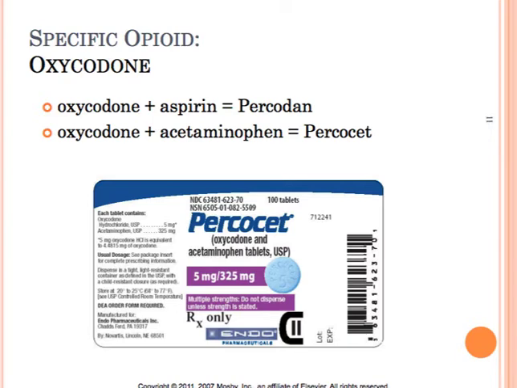Another opioid is oxycodone. It's used alone or in combination with either aspirin or acetaminophen. If it's with aspirin, it's Percodan. If it's with acetaminophen, the brand name was Percocet. And it can relieve moderate to severe pain. Combining it with the aspirin or acetaminophen actually improves the analgesic effect because you get some additive or synergistic effects.